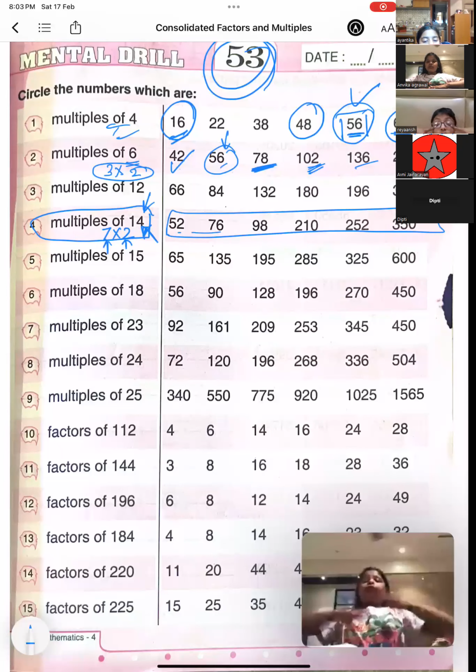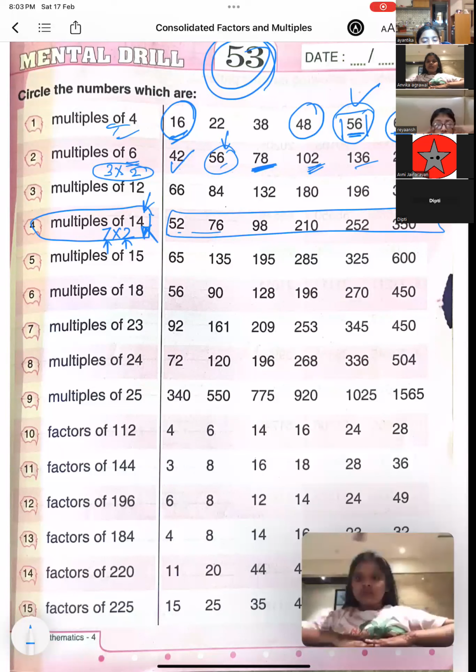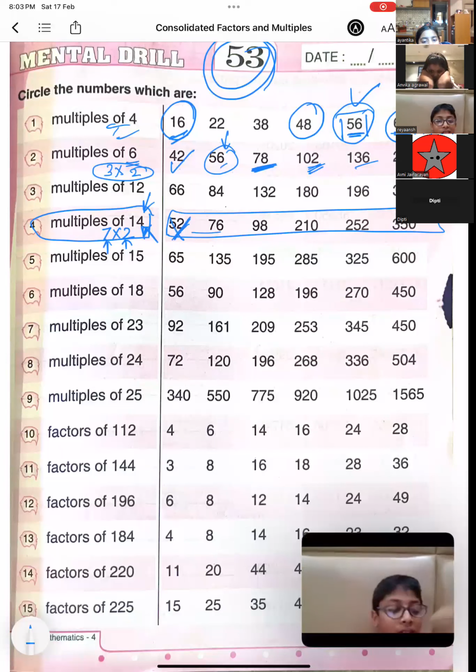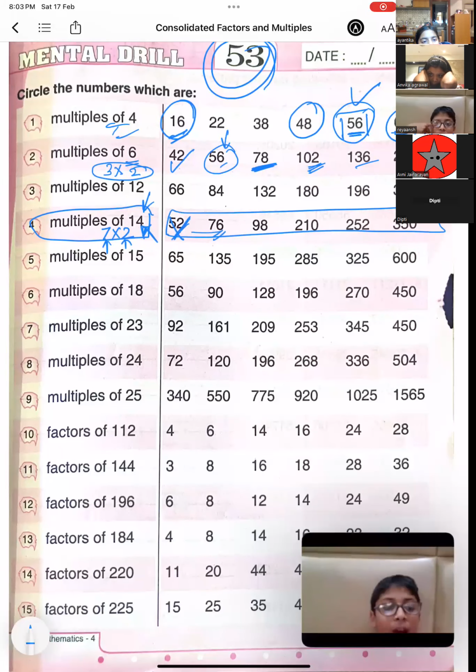52. Do you think 7 से divisible होगा 52? Does it come in the table of 7? 52? No, ma'am. 76. Does it come in the table of 7? Long division से करके देख लो, नहीं आता है. 98. Does it come in the table of 7? You have to do long division here.